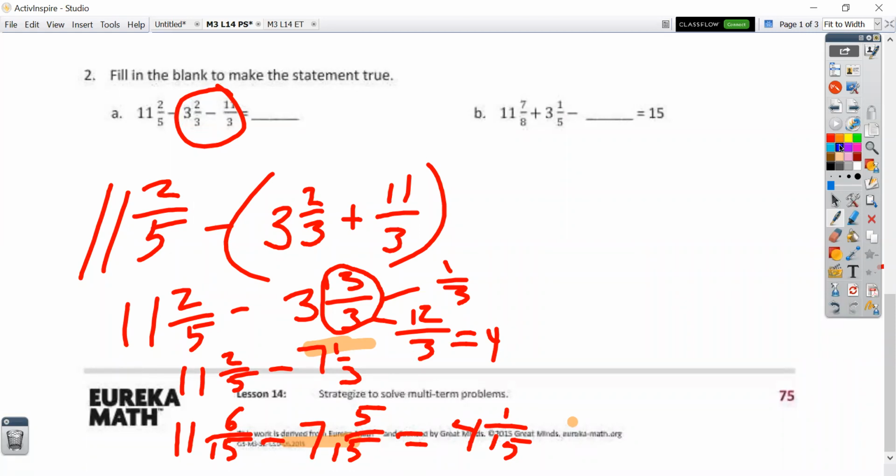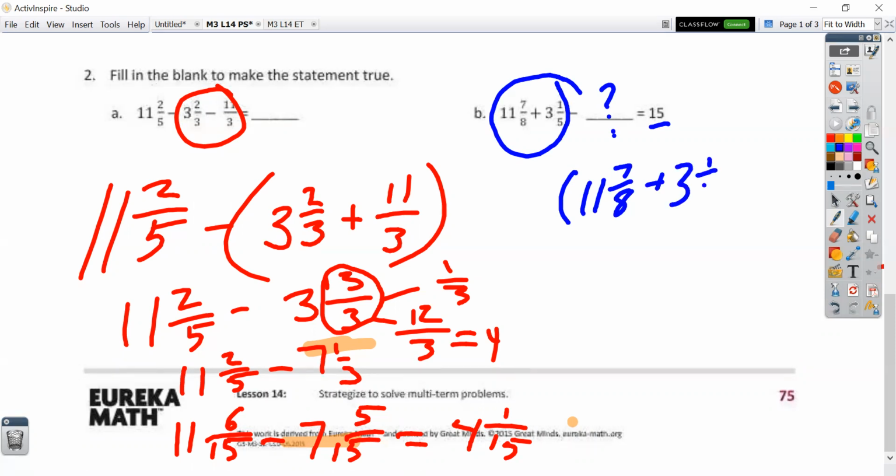All right, now this one's the one where it's more like algebra, where we're like, solve for the question mark or solve for the variable. Well, remember, we're going to add these together and then subtract 15 from it and see what we're missing to get that. So let's work through this. We're going to put this in parentheses, 11 7/8, and we're going to add 3 1/5. And then we're going to subtract 15, and that's going to give us what we're looking for.